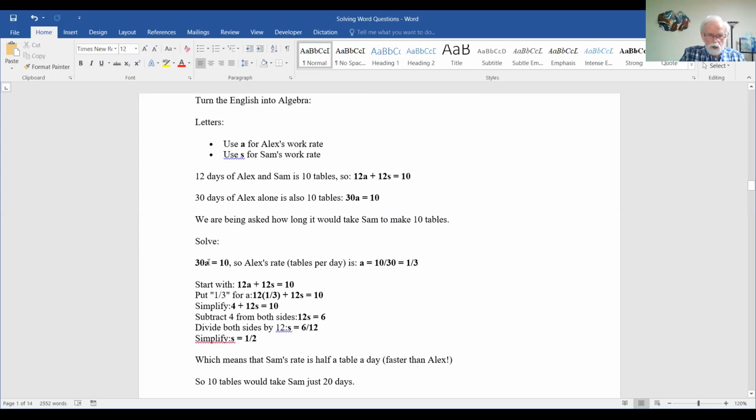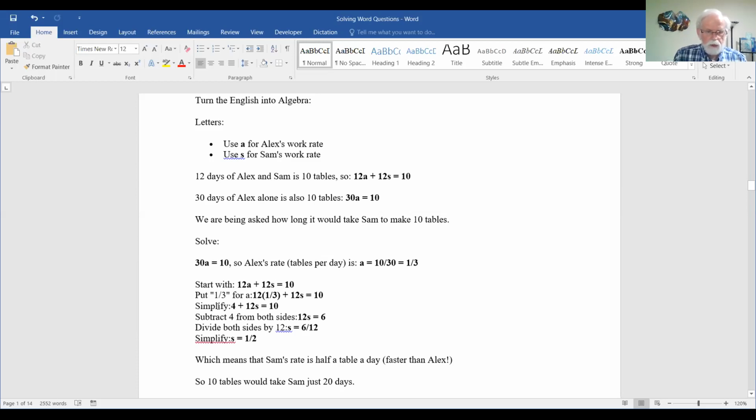We divide both sides by 30, and this is 1/3. So Alex's rate is 1/3 per day. So 12 times A, or 1/3, plus 12 times Sam's rate is going to add up to 10.